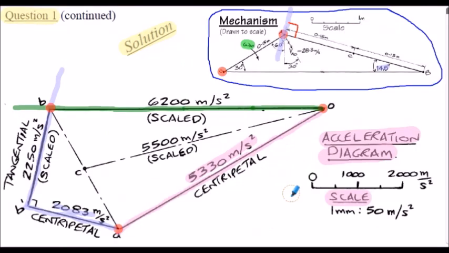So question one continued. Here's a construction of the acceleration diagram. We'll start with the centripetal acceleration associated with link OA, the crank. If we position ourselves at O on the crank, centripetal acceleration is always acting inwards.